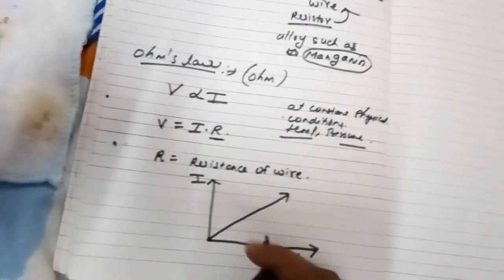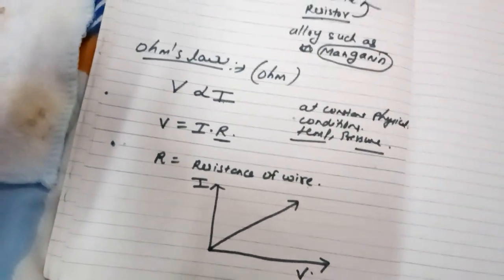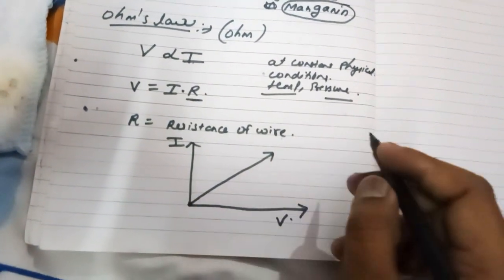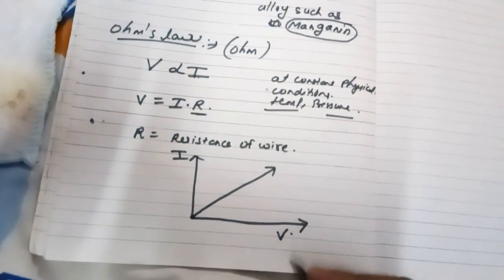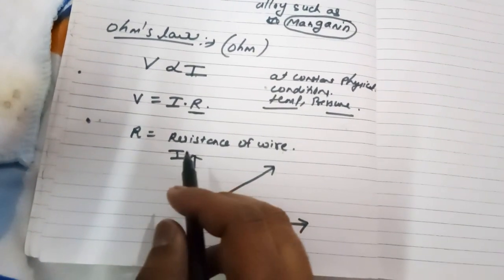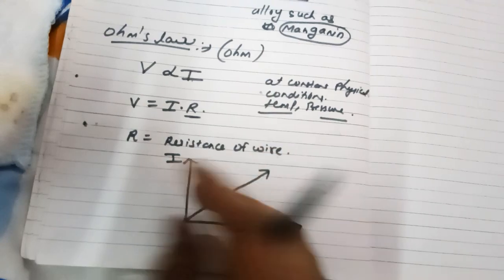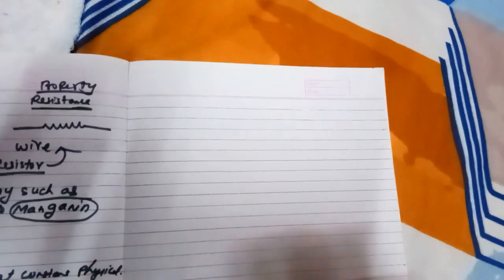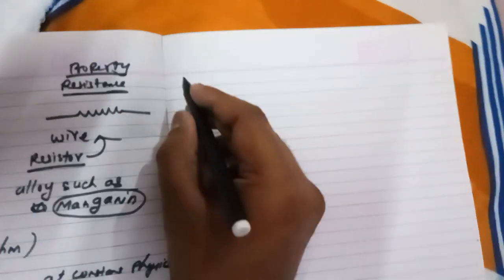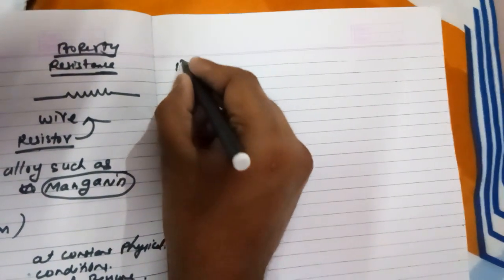Students, now when we take the graph between V and I, the graph is always a straight line. It denotes that when we increase the value of V, then the value of I automatically increases at the same rate. Okay, now next one is the resistance. What is resistance?